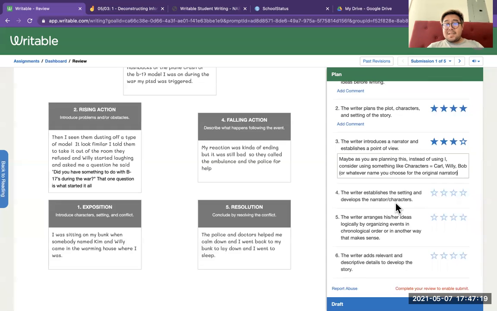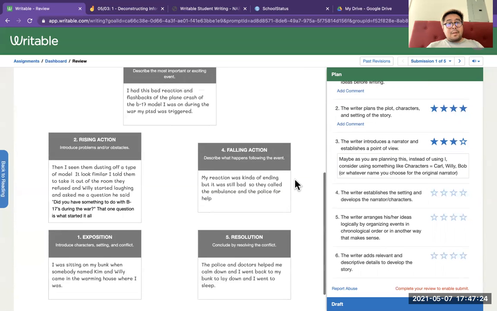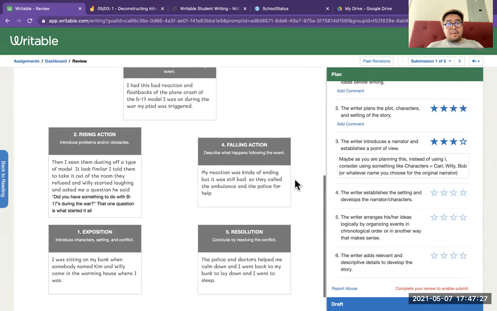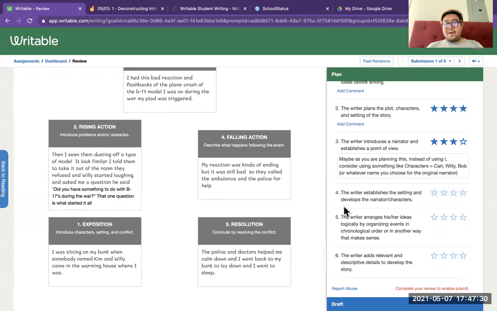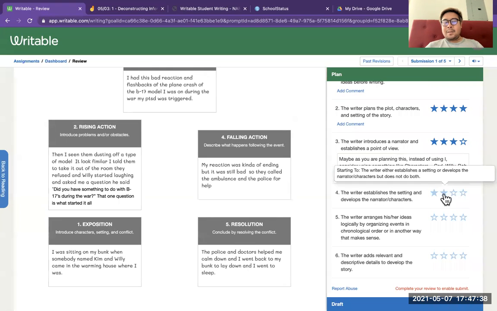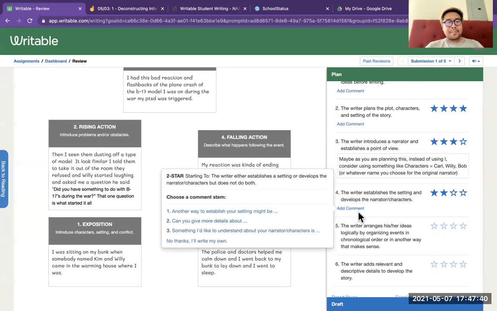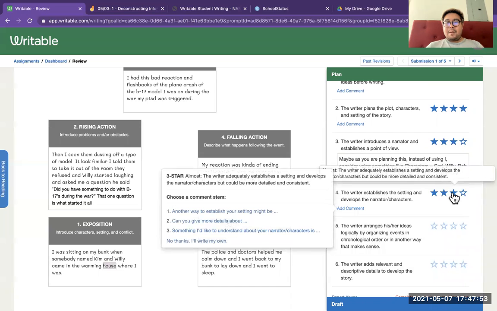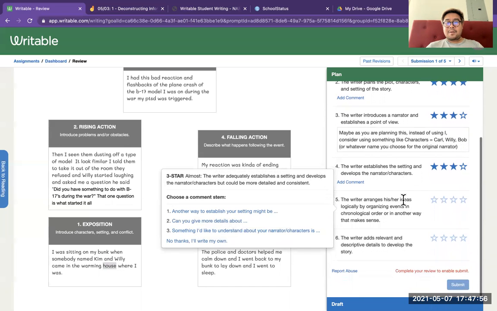Okay, the writer establishes the setting and develops the narrator and characters. This is just a map, so you're not going to really develop the narrator or characters, right? You do that more when you're writing the story. So this is automatically going to be a 2. It would be higher, but there's no setting other than the bunk, right? I don't know. Oh no, I lied. The bunk and the warming house are mentioned. Okay, that's my bad. So I'm sorry, mystery writer. Good job with that. You did forget the ice rink, so make sure you mention that.